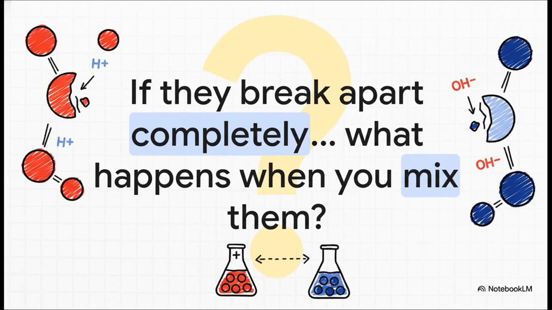Okay, let's end with a bit of a cliffhanger. We know that strong acids are basically programmed to dump all of their H+ ions into a solution, and we know strong bases are programmed to dump all of their OH- ions. They're perfect chemical opposites, right? So, what do you think happens when you put these two all-or-nothing chemicals together in the same container?